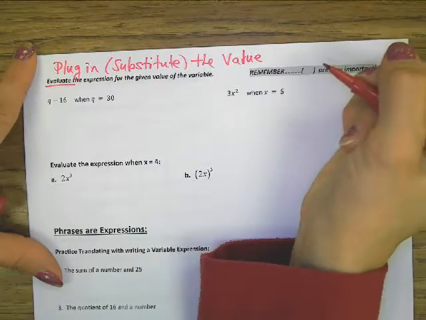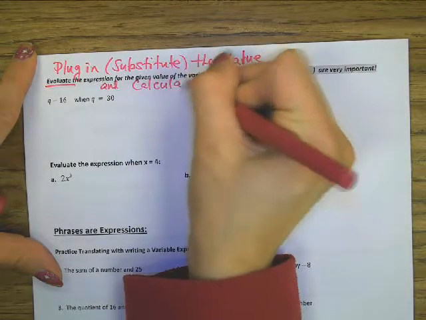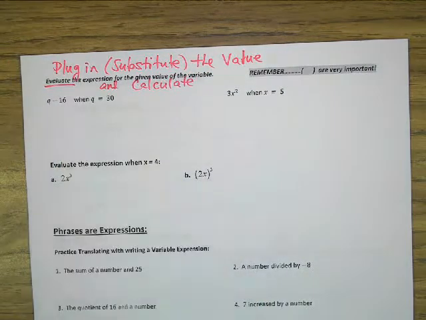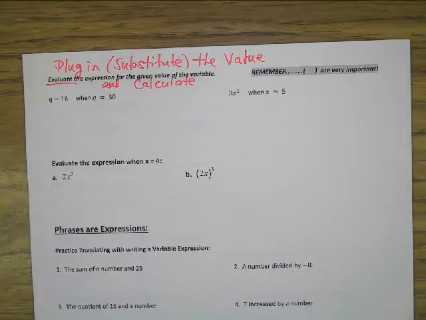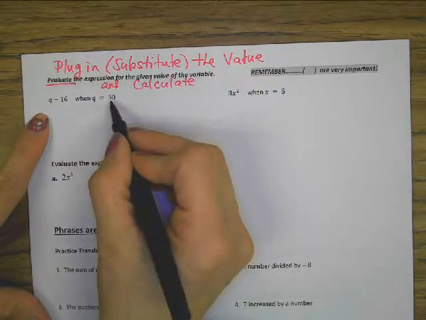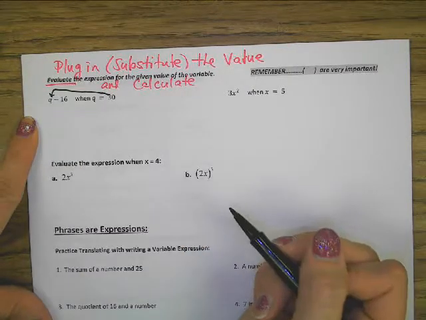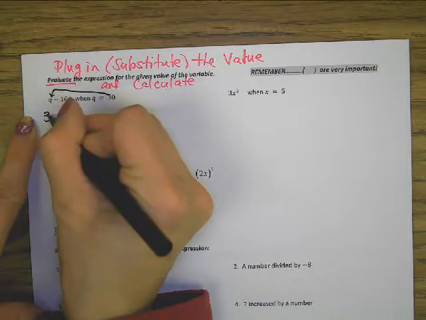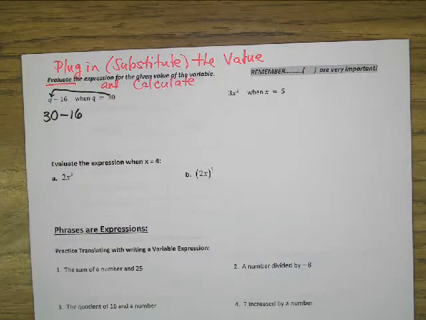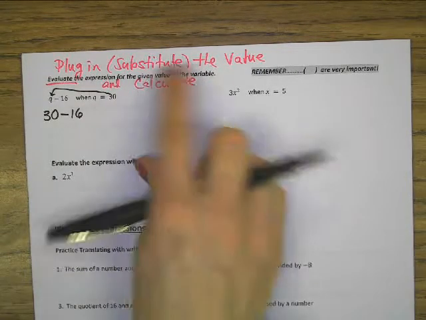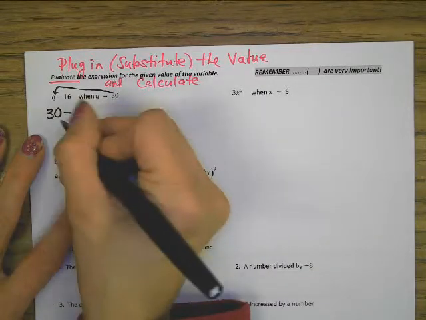Okay, I want to find the value. So this first problem here says Q minus 16, and it says Q is a 30. So 30, you're going to go right in there into the Q spot. So I have to show 30 going in right there, minus 16. Okay, so you have to substitute the value. Plug in the number, and 30 minus 16 is 14.